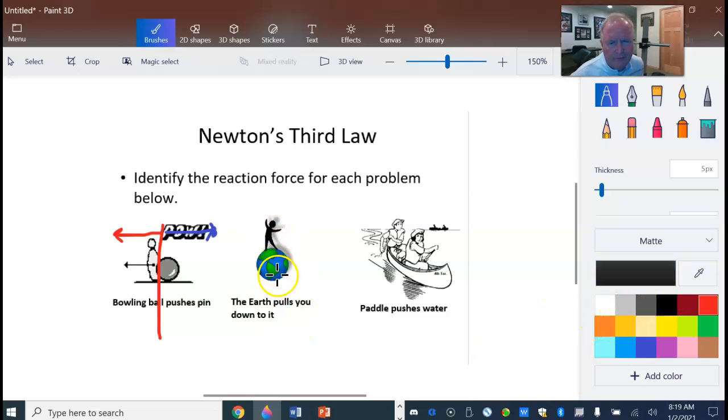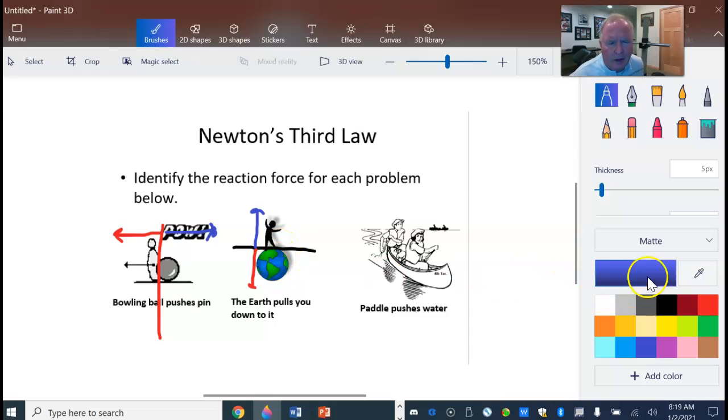So here we have the person and the earth, right? Or the earth pulls down on you. So we'll draw a line between you and the earth. The earth is going to pull down on you. So there's our action force. And then what's our reaction force? Well, it's just going to be equal and opposite. And what is that? Well, that's you pulling back on the earth.